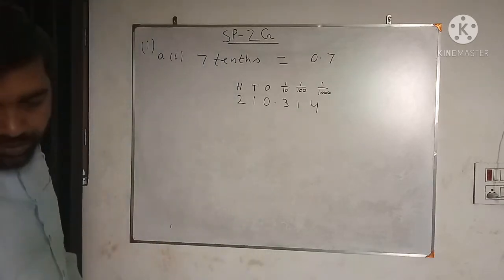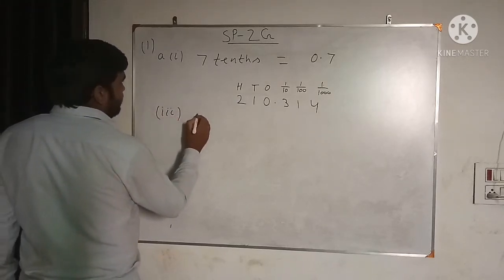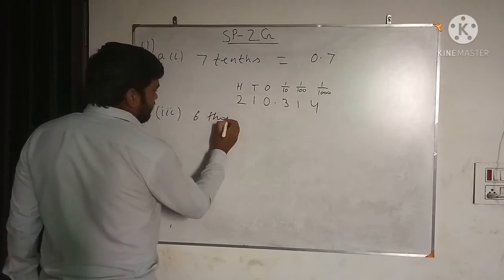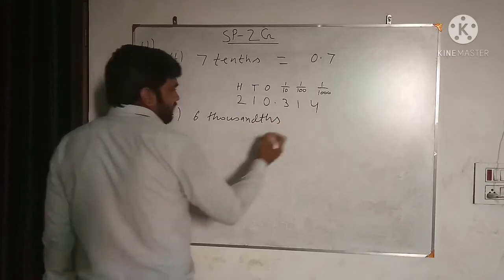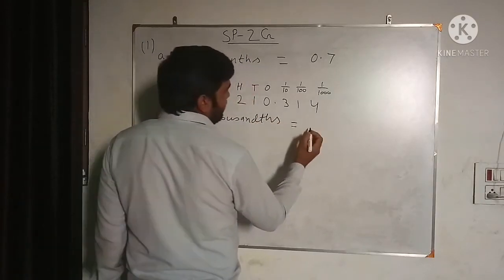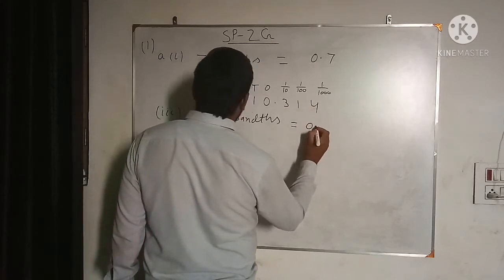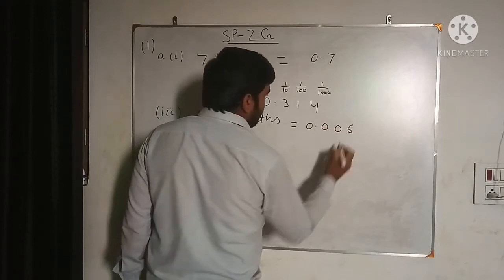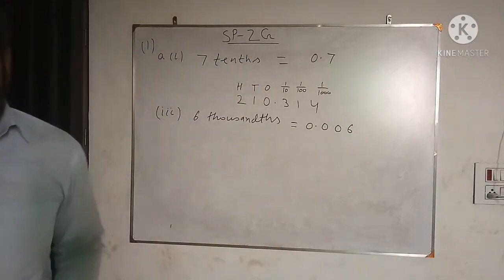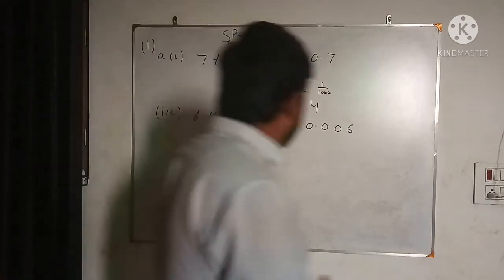Third question, 6 thousandth. So how do we write thousandth place? See, tenth, hundredth, thousandth. That is 0.006. Okay, 0.006. Now we move to the next question.